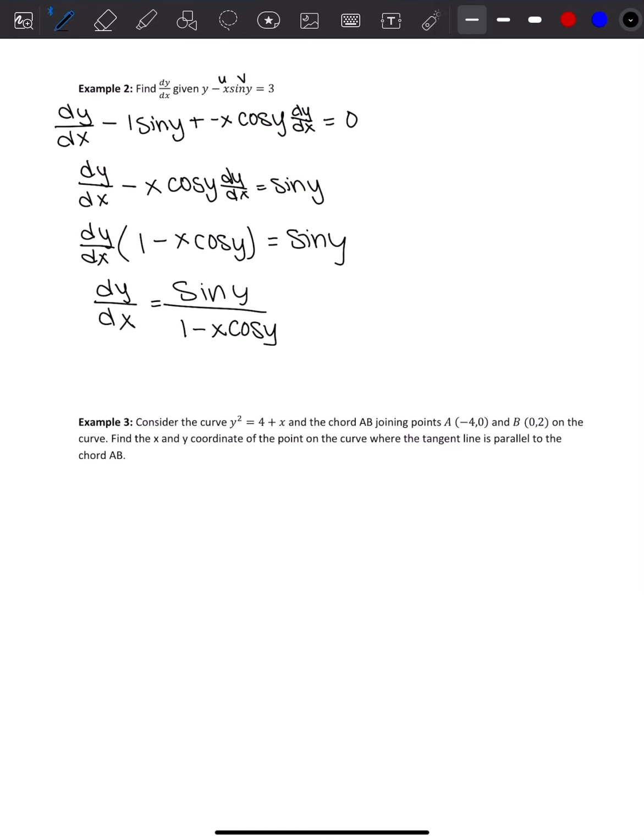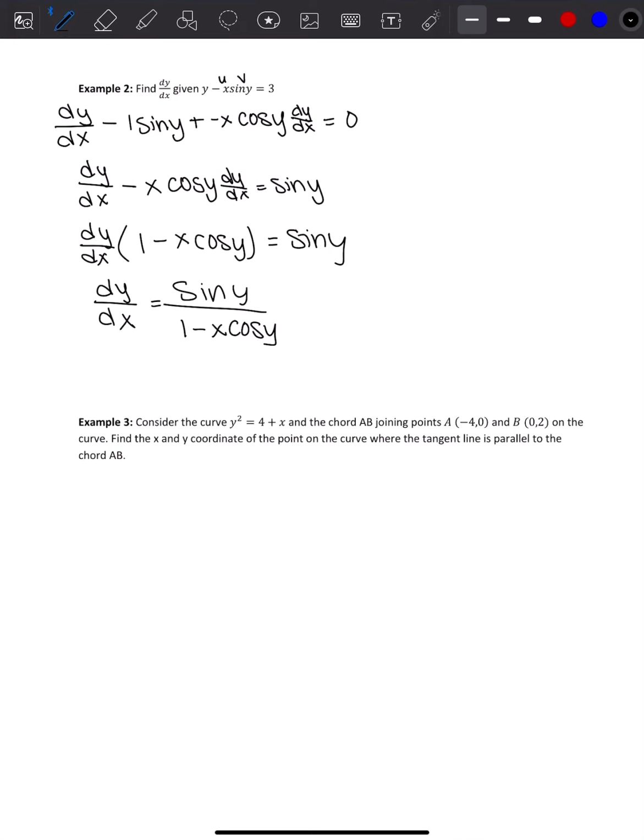Okay, so other times we get equations like this. Consider the curve y squared is equal to 4 plus x, and the chord AB joining points A, negative 4, 0, and B, 0, 2 on the curve. Find the x and y coordinate of the point on the curve where the tangent line is parallel to the chord AB. So we need to think about what we have going on here.